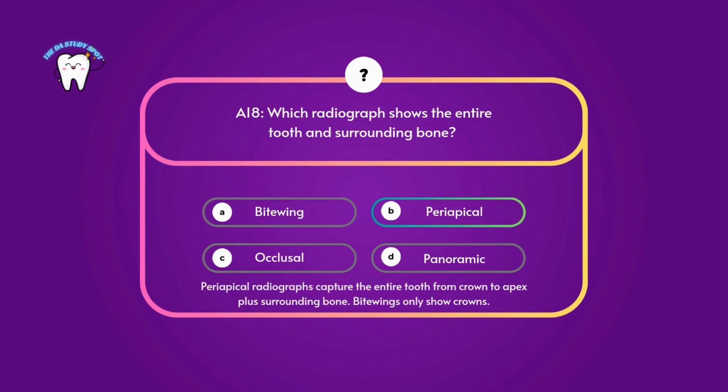The answer is B. Periapical. Periapical radiographs capture the entire tooth from crown to apex plus surrounding bone. Bite wings only show crowns.